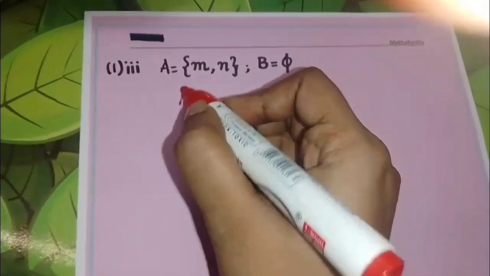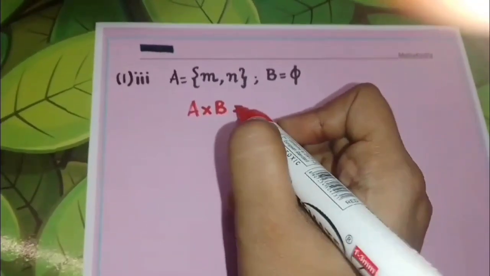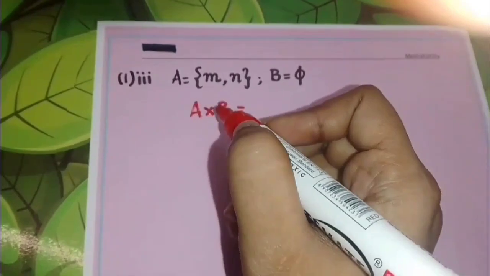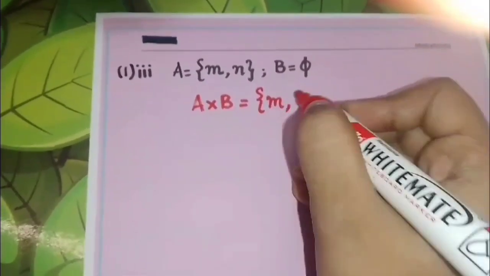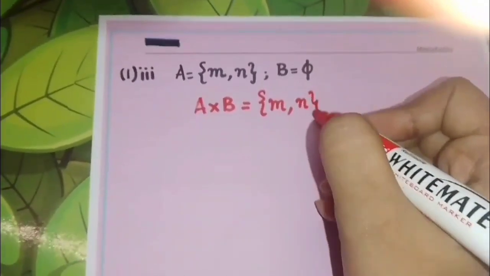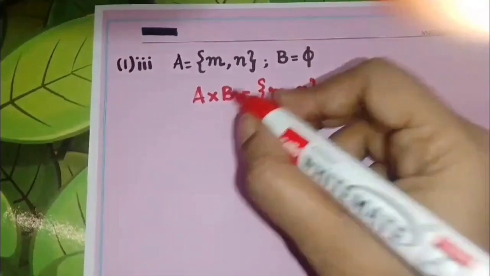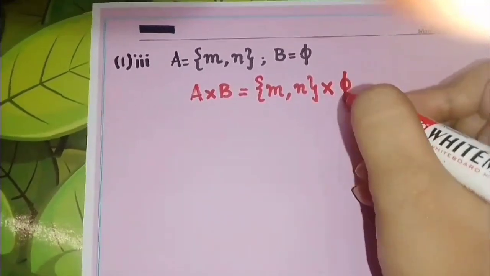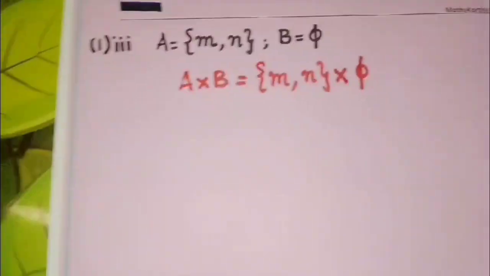First we are asked to find A cross B. That is the cross product of A and B. The set A is nothing but the set which contains the elements M and N. It is going to form the cross product with the set B, which is nothing but the empty set. This is nothing but the empty set.